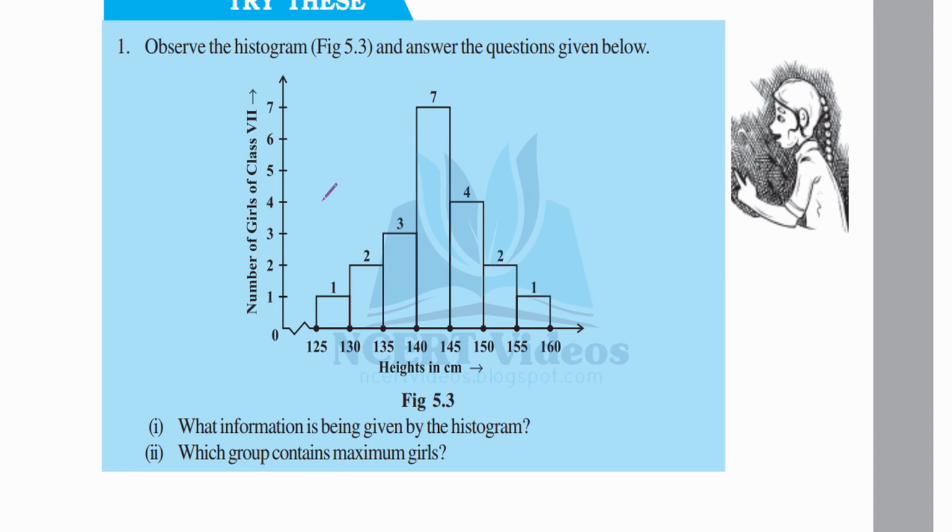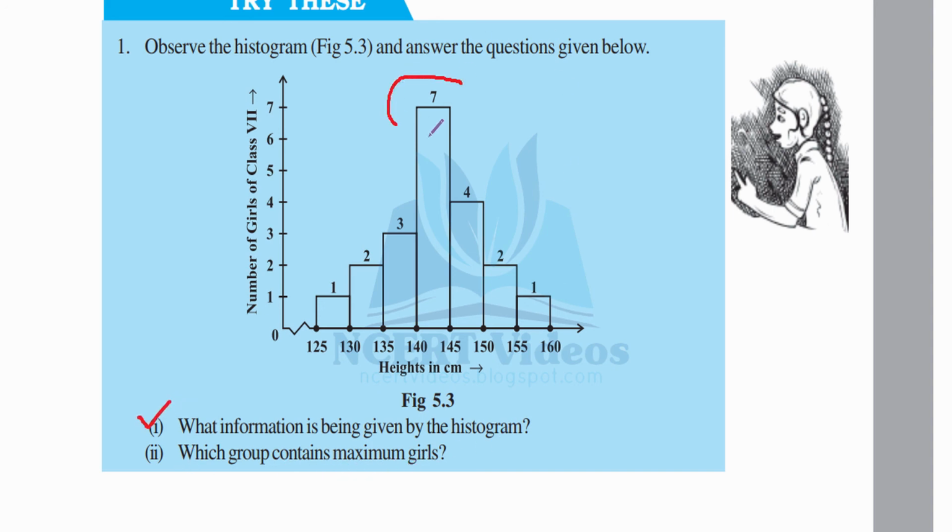So this is the histogram. Again, this means we are not starting from the 0 interval. We are starting from 125 and the width is 5, because when we subtract the differences of these class intervals, it is 5. Now, what information is being given in the histogram? The information provided to us is the heights in centimeters of the girls of class 8th. So there is no girl whose height is 124 centimeters or less. Therefore, this jagged line has been shown. That answers the first part.